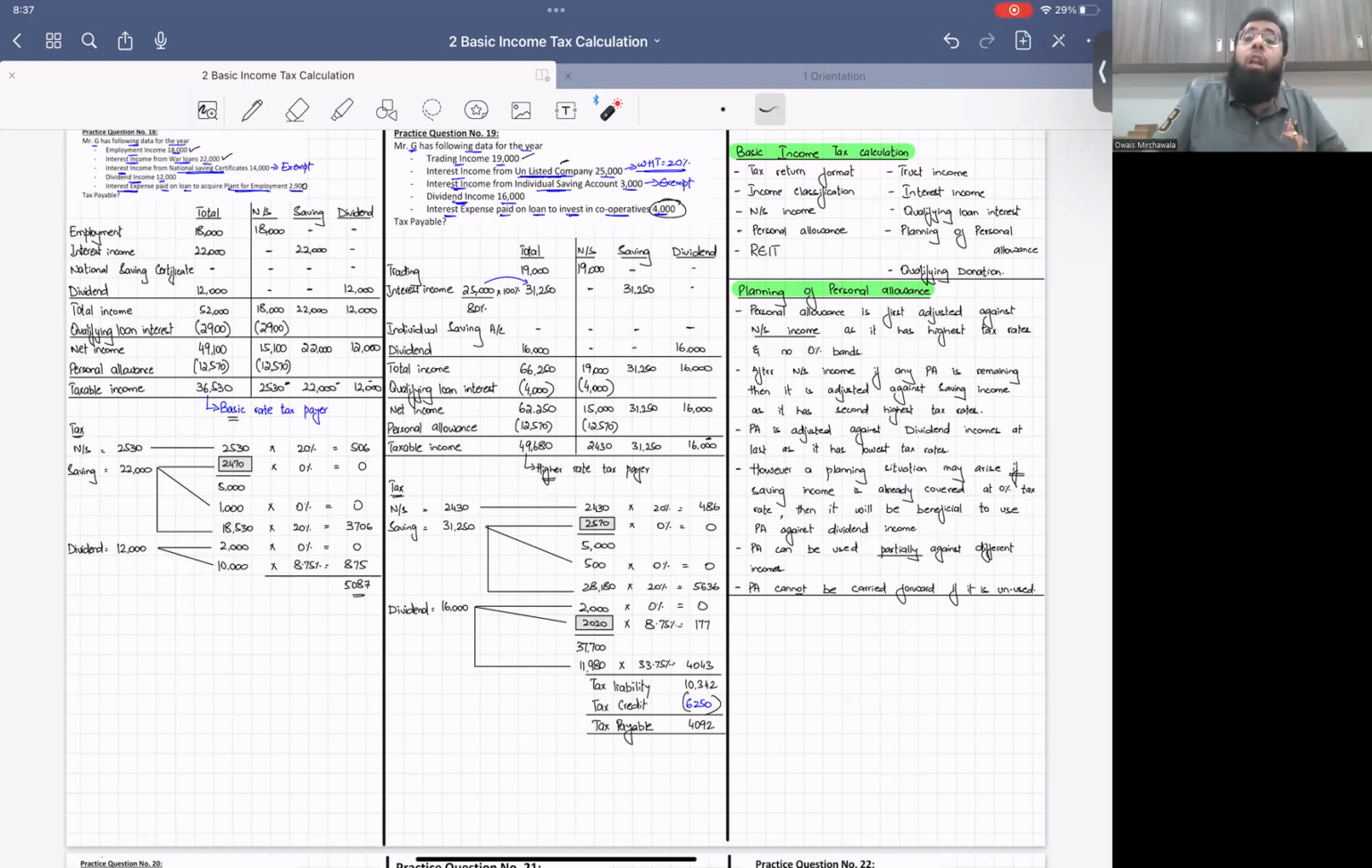Okay, what are the qualifying purposes? Loan to purchase plant and machinery for a sole trader or partnership, for employment, to invest in cooperatives, to invest in a closed company, to pay inheritance tax.